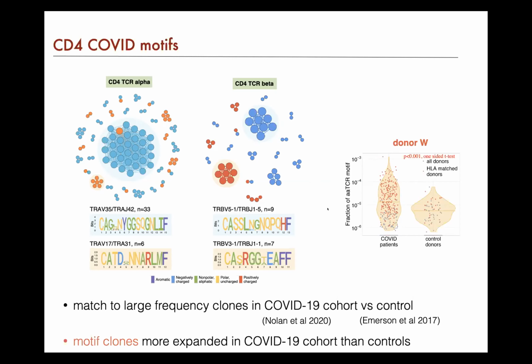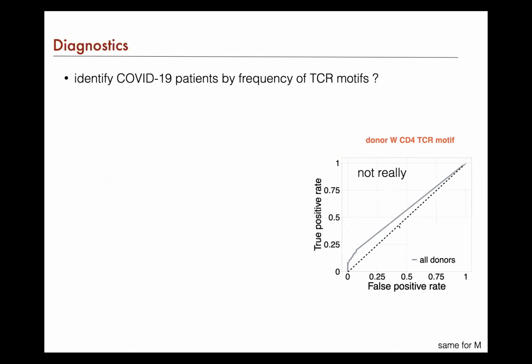And we're going to see that the clones corresponding to this motif, the large cluster from donor W, are overrepresented in the COVID patients compared to the controls. So we asked the question, can we identify COVID-19 patients simply by the frequency of the TCR motifs? So what we did is we built a classifier and we compared the true positive rate versus the false positive rate in all donors for this specific motif, and unfortunately the answer is not really.